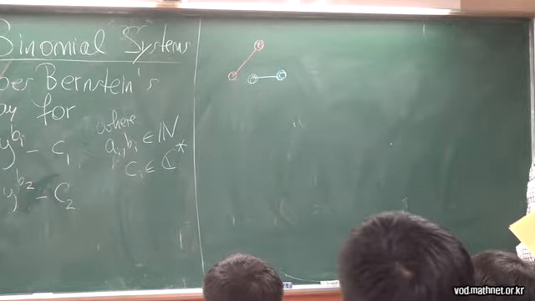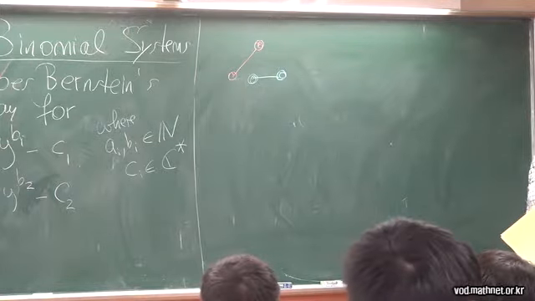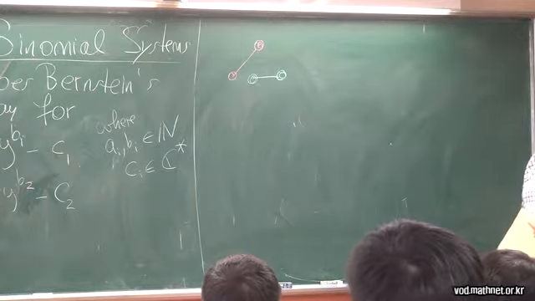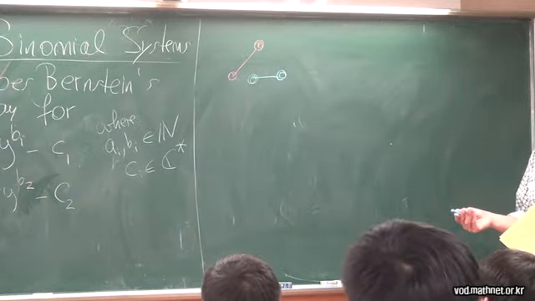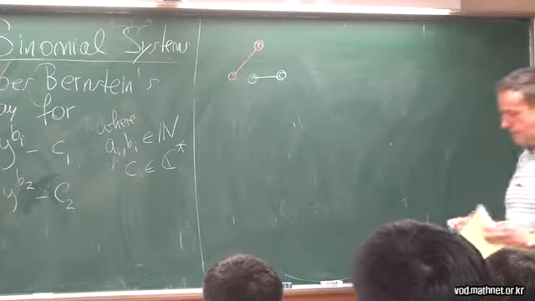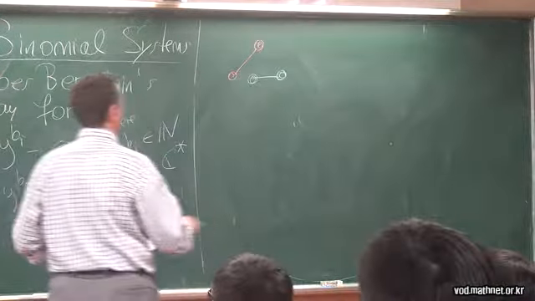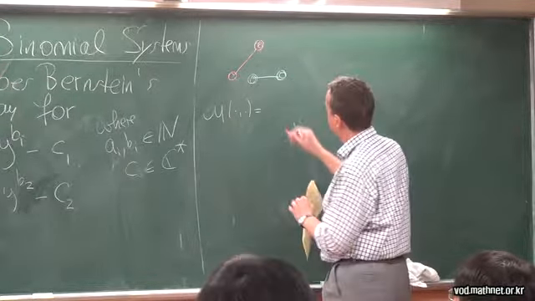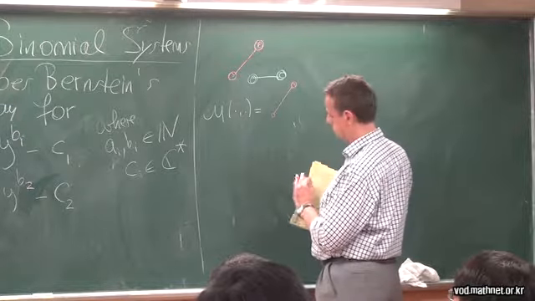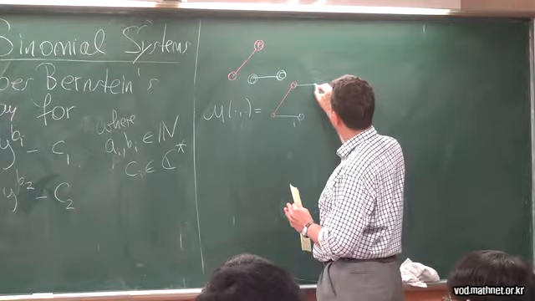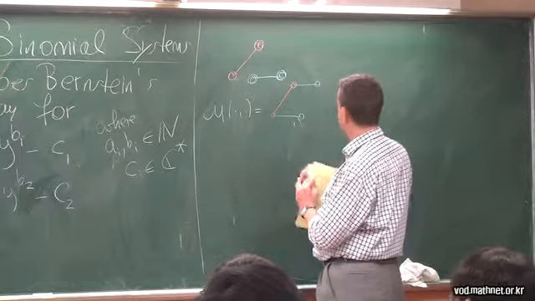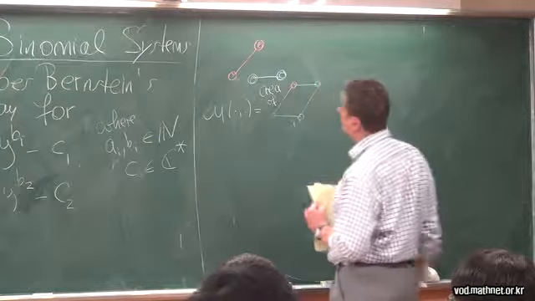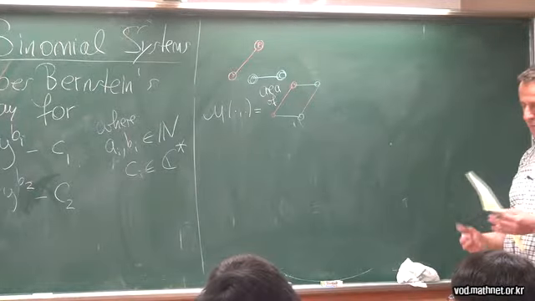So what's the mixed area? Well, that's the area of the sum minus the red area minus the blue area. But the red area is 0 and the blue area is 0. So therefore, the mixed area is simply the area of the parallelogram, which is the determinant of the coefficient matrix.